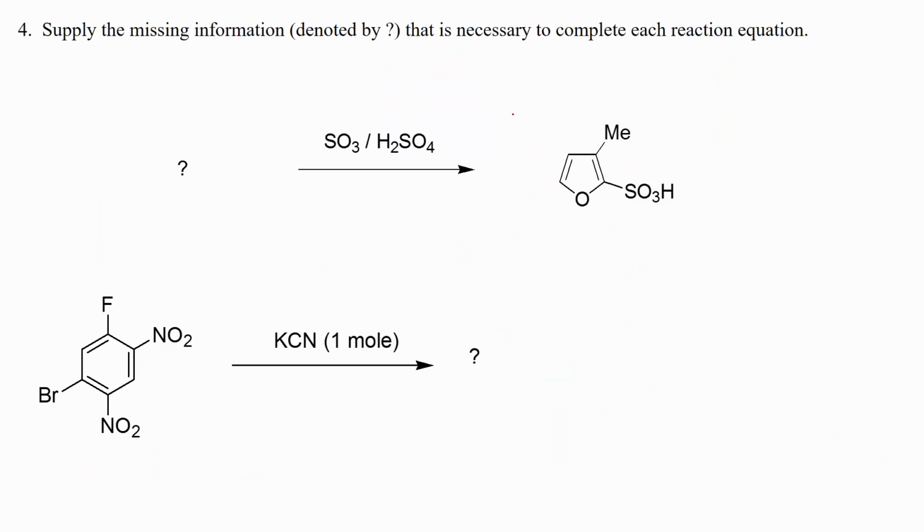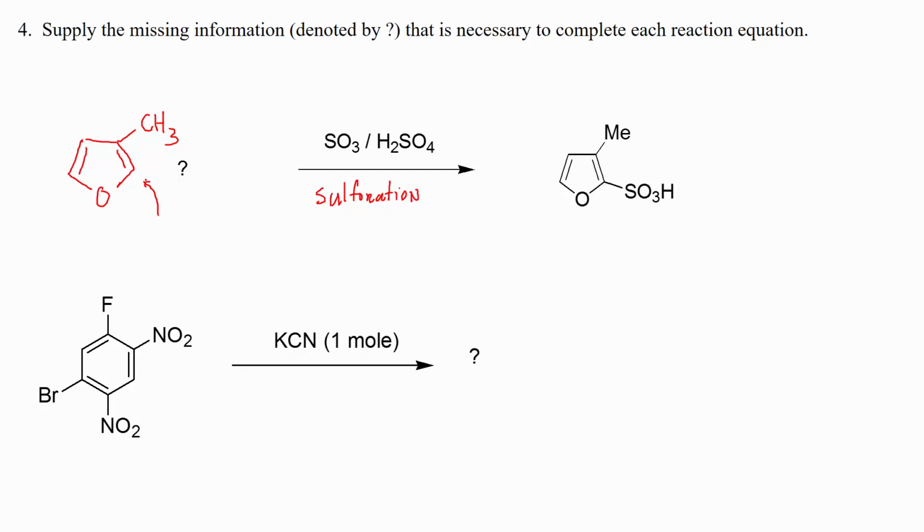Okay. All right, so here's the last one. We're just going to complete reaction equations. This is just your standard sulfonation. The twist here is that it's occurring on a non-benzene aromatic compound, but remember, all aromatic compounds can hypothetically undergo electrophilic aromatic substitution. So the precursor compound we need is this compound, 3-methylfuran. Okay.